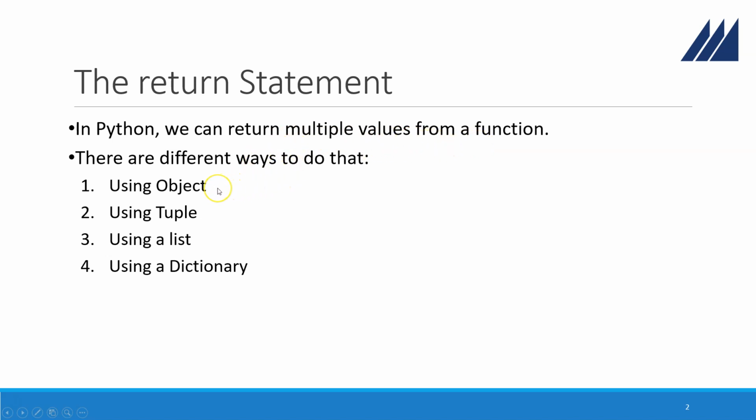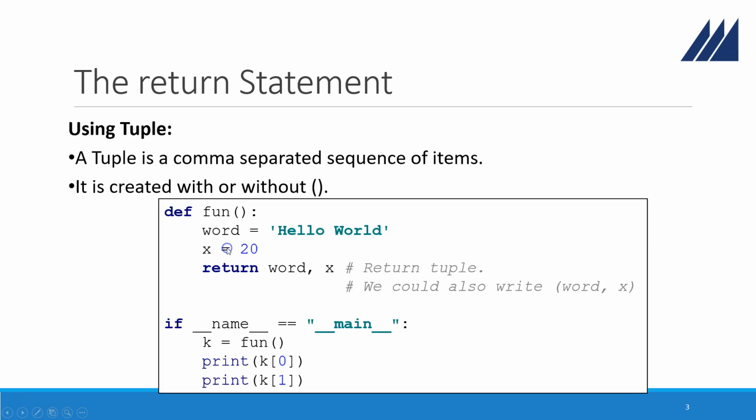We can return multiple values using an object, and this is something we're going to learn later when we come to classes. Or we can use a tuple to return multiple values, or we can use a list to return multiple values as items of the list, or we can use dictionaries. Okay. So let's take a look at this example over here. In this example, we're going to return multiple values as a tuple.